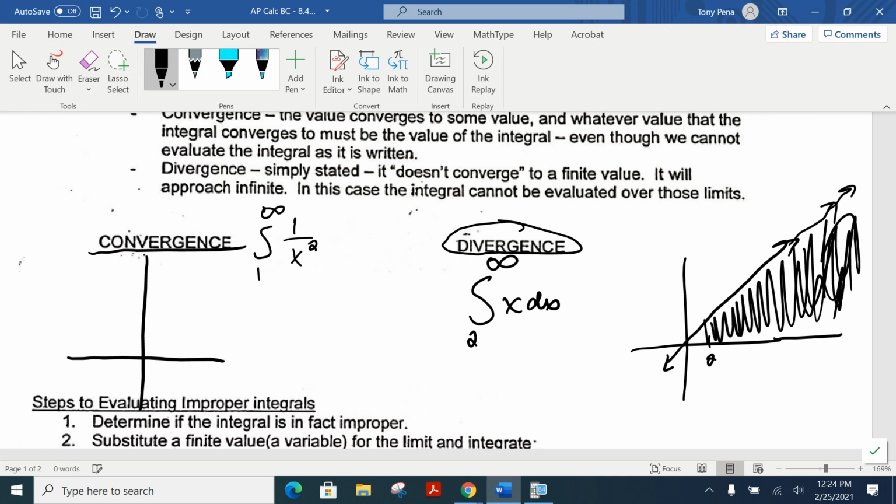We have 1 over x squared, and on the right-hand side it looks like this. Think about when we did our limits as x goes to infinity. Would we all agree that if I find the limit of this function, the bigger degree is on the bottom, so our limit is 0? So do we agree that this guy's got to level off towards 0?